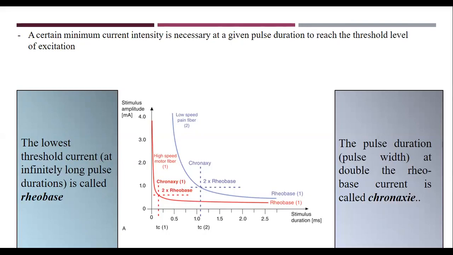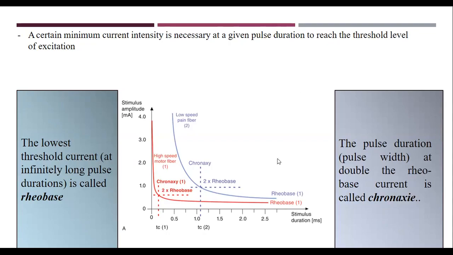To remember easily, you can think of CT as computer tomography. CT is for C for chronaxie, T for time, so as to avoid confusion. I used to remember it like this only. The pulse duration or the pulse width at double the Rheobase current is called chronaxie.